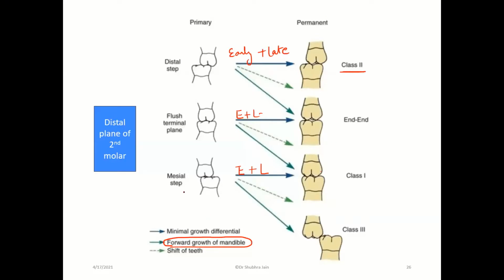If we have a mesial step relationship and if the mandible grows, then it will go into class 3. This diagram is given in Profit. If you don't have Profit, just take a screenshot of it or something. I'll just erase the ink. And just think about this and you will be able to understand.